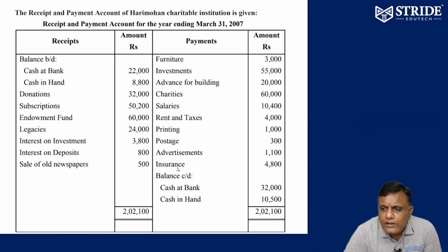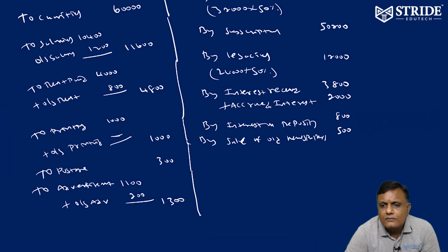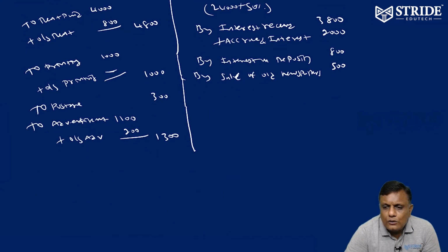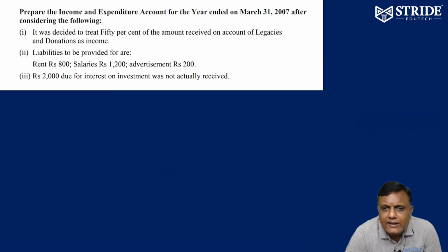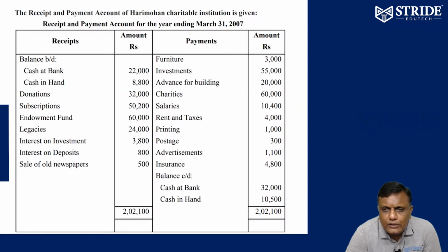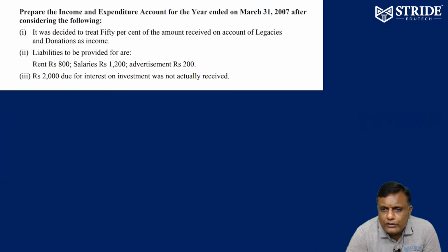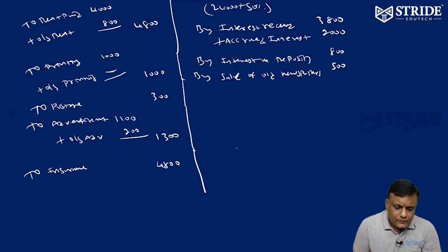Right. Insurance given, how much? 4,800. So insurance, how much? 4,800. Okay, I think there is no outstanding. Kindly check it. There is no outstanding insurance. Okay, right. Insurance 4,800. That's it.